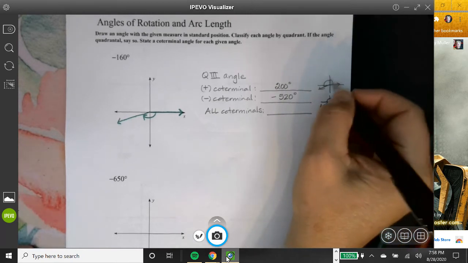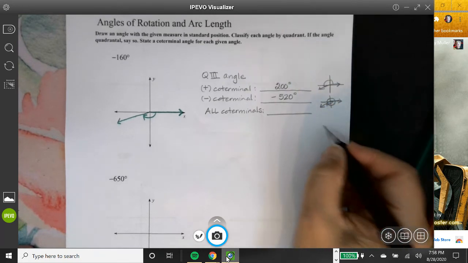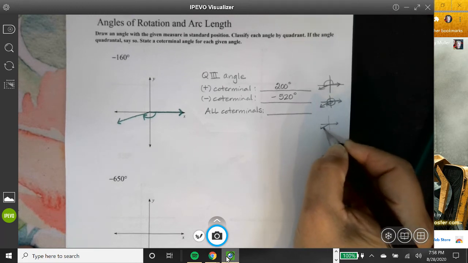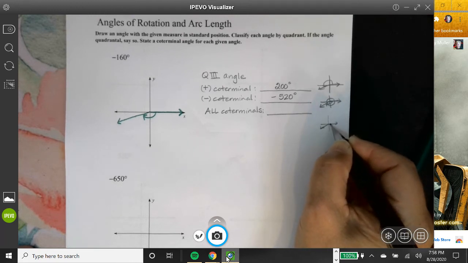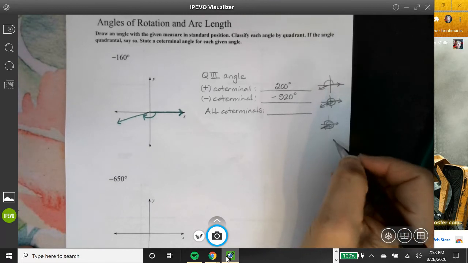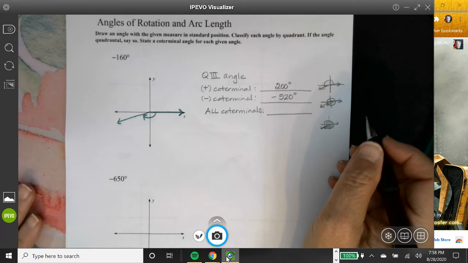But I could keep going around, right? I mean, I could create another coterminal angle in the negative direction by going all the way around one more time, and then stopping at another one. You see, so I could keep doing this infinitely many times, and there are infinitely many coterminal angles.